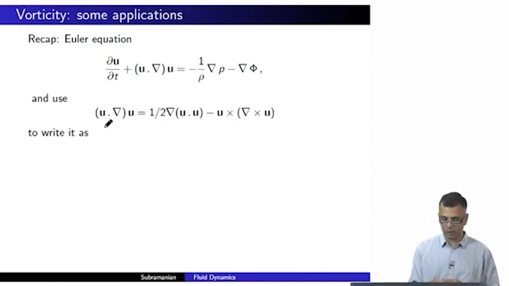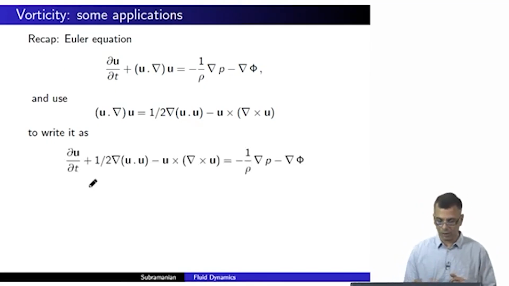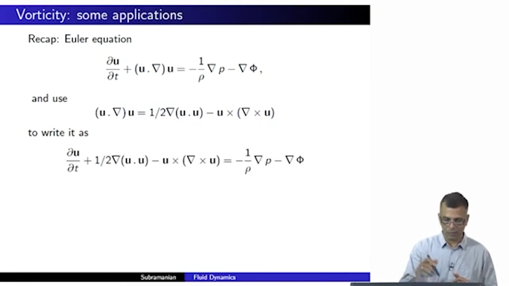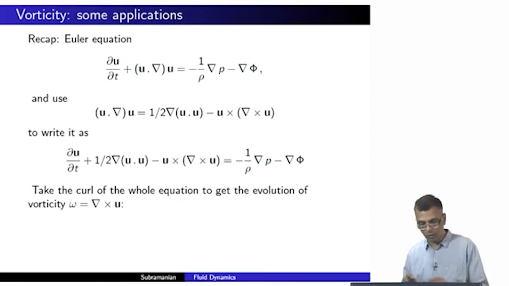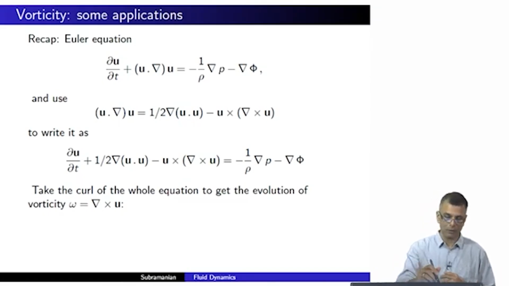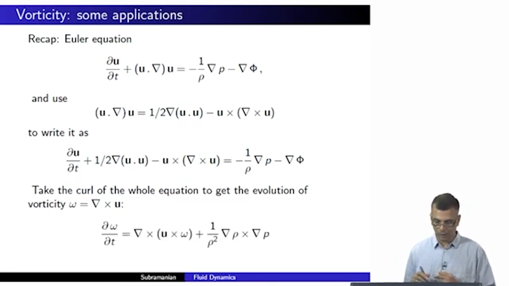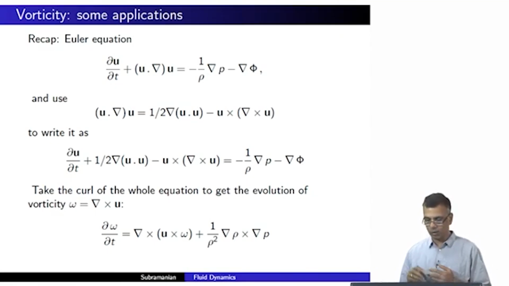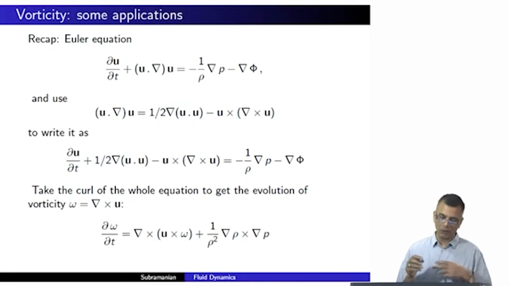And you use this identity, same thing as what we encountered earlier while discussing the Bernoulli equation, and you write it as this. And you take the curl of the whole equation to get the time evolution of this quantity, which is the vorticity, and you end up with this equation, which we will discuss a little further, and in particular we will specialize to what are called barotropic fluids, where the pressure is simply a function of the density.